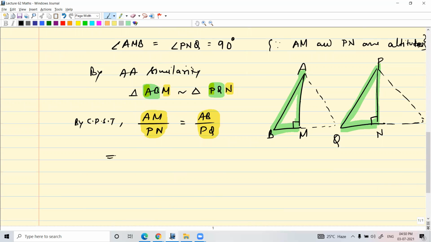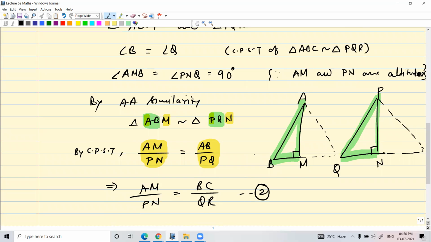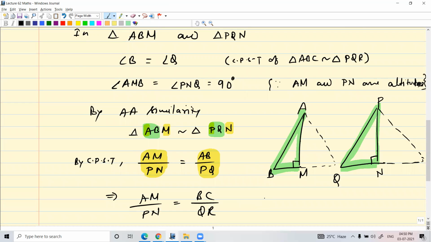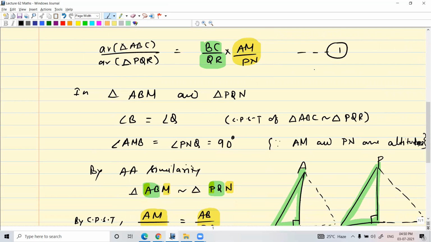So that is what we'll replace that AB by PQ with BC by QR. That means AM by PN can be written as, in place of AB by PQ, I can write it as BC by QR. So let's call this as 2. Okay, and substitute this in the first equation. In place of AM by PN, write BC by QR in this first equation over here. So it becomes BC square by QR square.